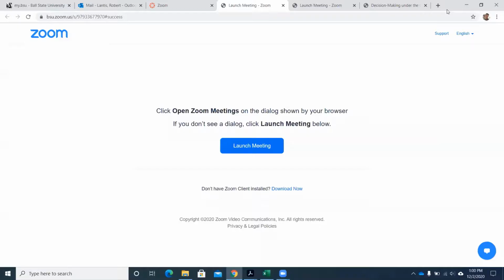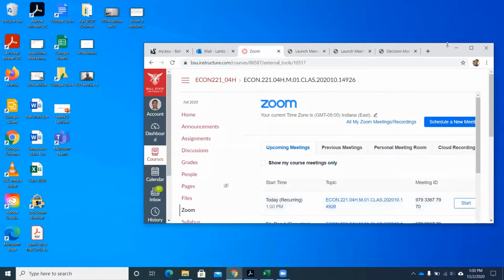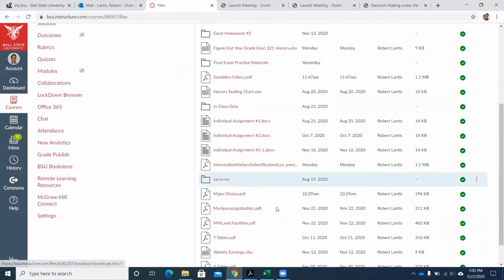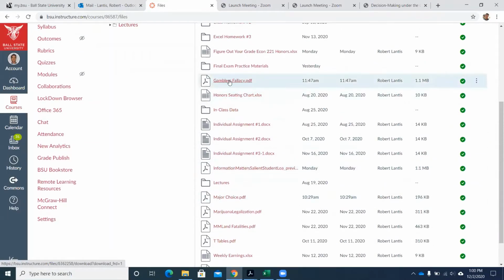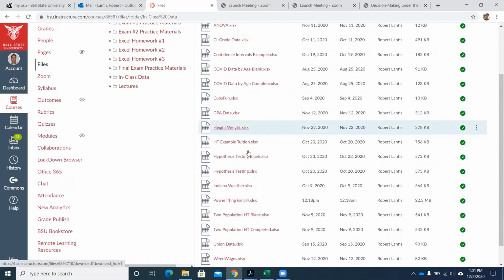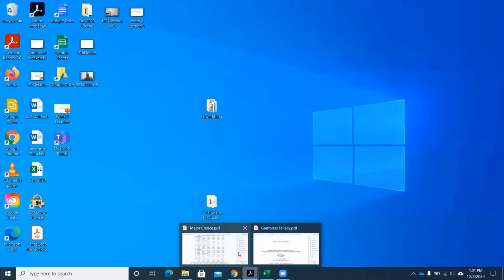So there should be, on Canvas under Files, I dropped a couple papers. Here, Gambler's Fallacy, we'll take a look at that one. I put this major choice paper on there, we'll take a look at that. And then I think I put this powerlifting data set. So we'll look at two papers and then work through some Excel stuff and hit a bunch of points here.